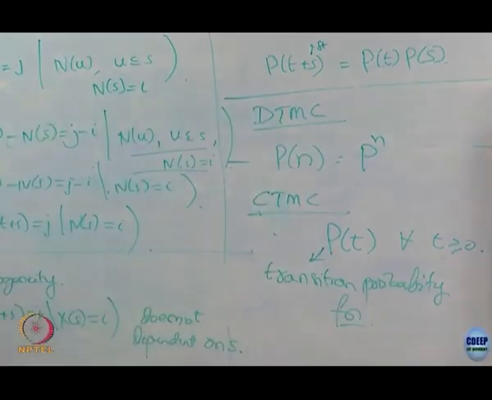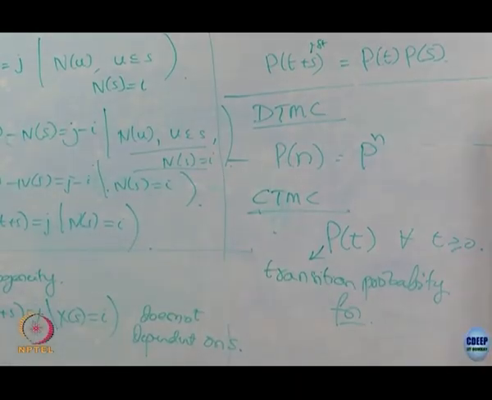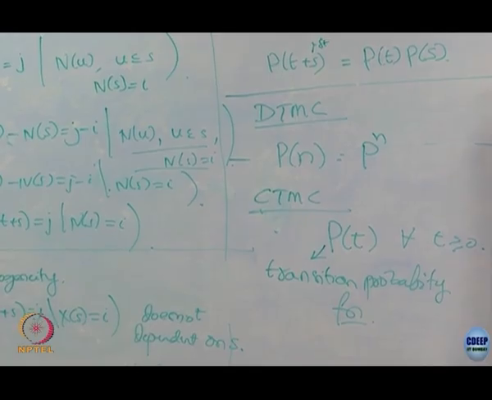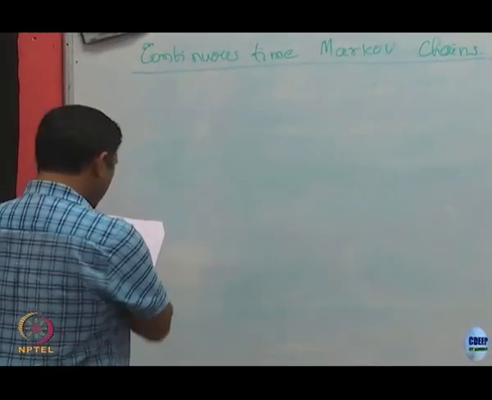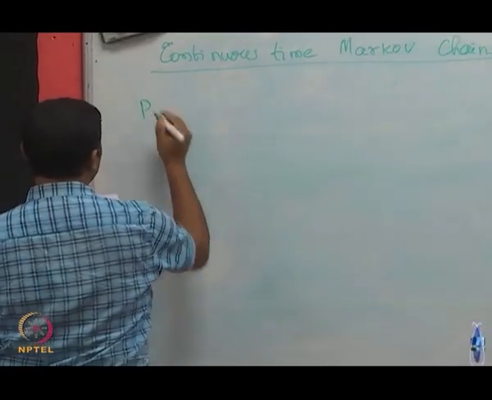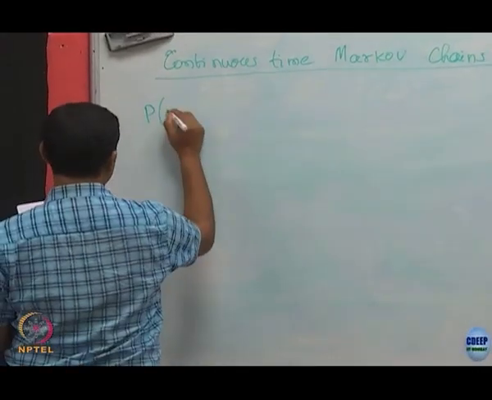Because it has to be specified for every t. So for every t it's a matrix. We are just going to call it the transition probability function. Now you can verify that. Simply, I am going to write the finite dimensional distributions for this.